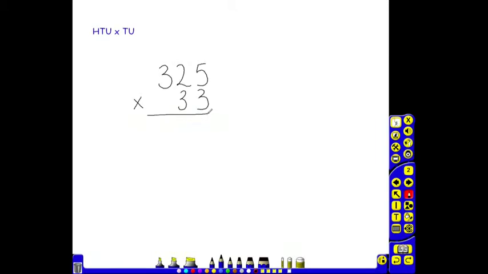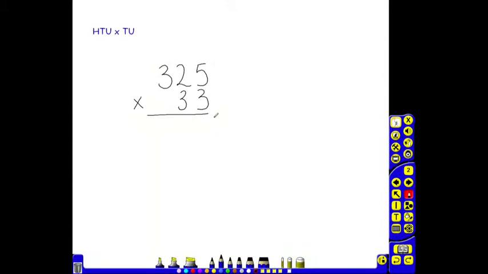The children can use the grid, extended or compact methods, which have been described in previous video clips, depending on how ready they are or how confident they feel with the different methods. So first of all, I'm going to multiply the 3 units by 325, and then the 3 tens, the 30, by 325. Again, with each starting with the least significant digit.